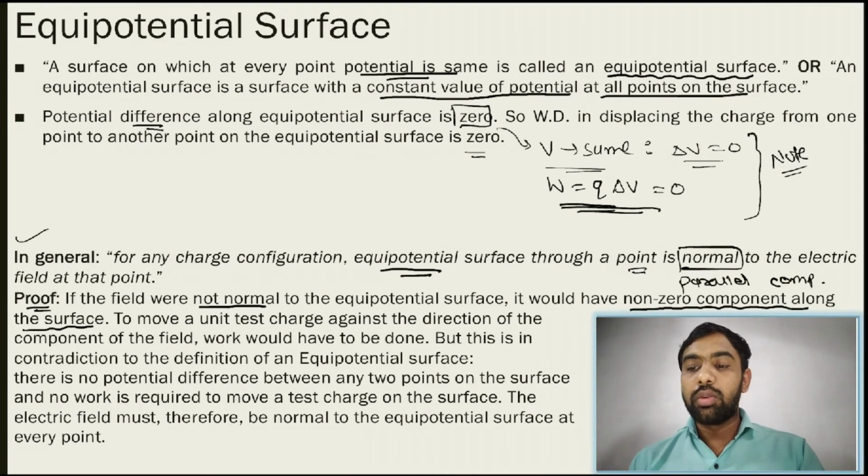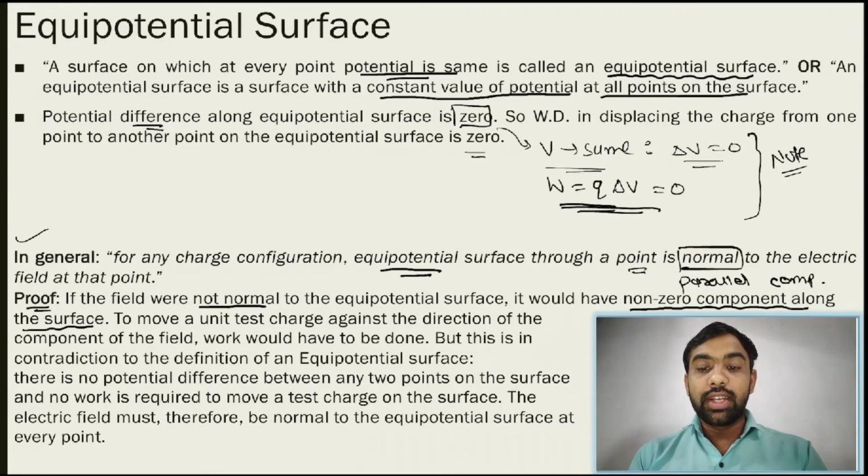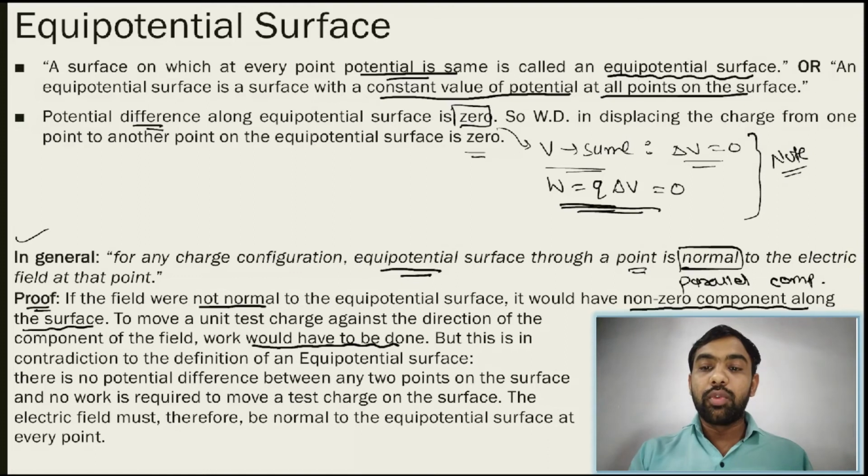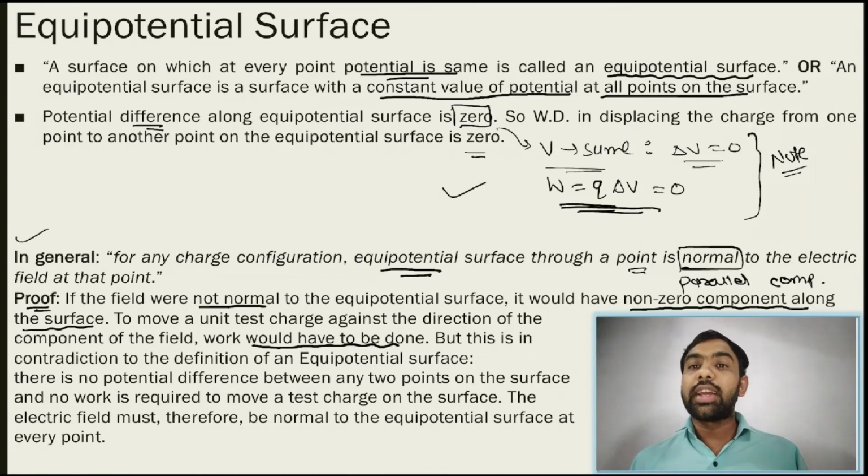Parallel component, मतलब parallel component non-zero होगा. Then to move the unit test charge against this direction of the component of the field, work would have to be done. यहाँ पे कुछ work मिलेगा, देखो. Work is not zero, but this is in contradiction to the definition of equipotential surface. मतलब कि equipotential surface की जो definition है उससे तो opposite हुआ, क्योंकि equipotential surface पे तो work done zero होना चाहिए. यहाँ पे देखो work done कैसा होना चाहिए, zero होना चाहिए, लेकिन यहाँ पे zero नहीं होता है.